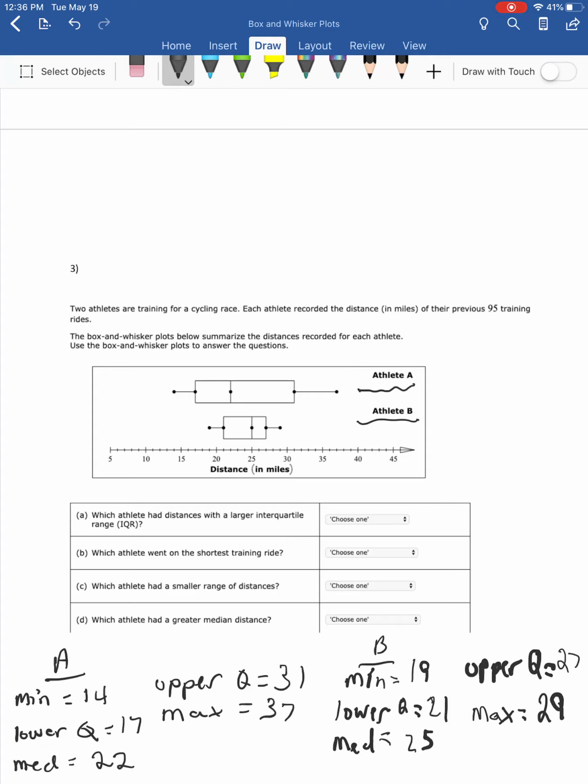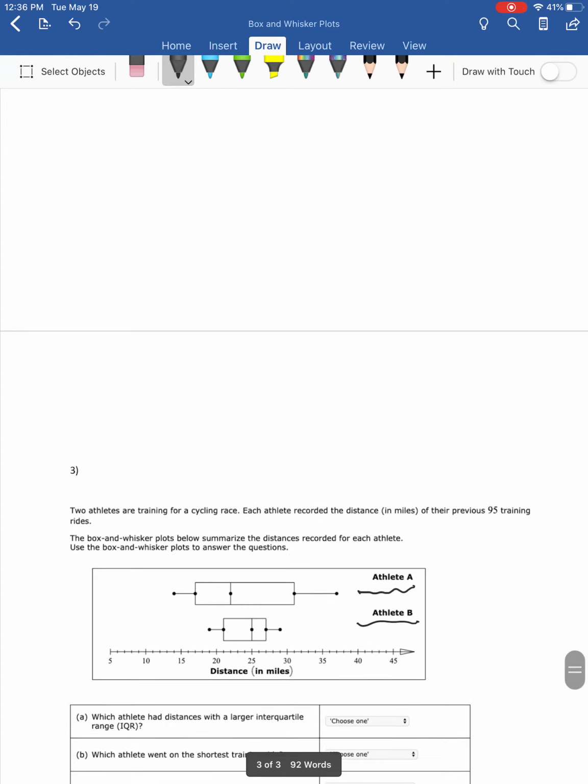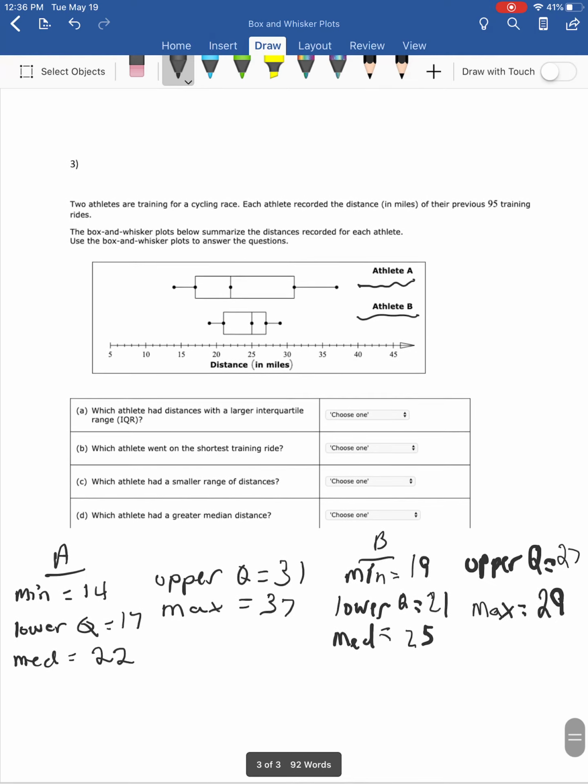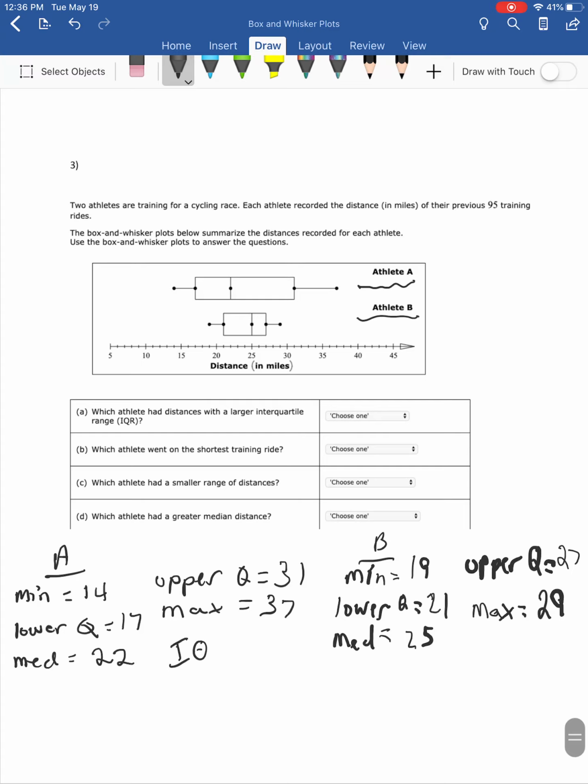Okay, now we have enough information to solve, almost. But the first question asks about interquartile range. So we talked about interquartile range briefly in the front. We said interquartile range is the upper quartile minus the lower quartile. So let's add that in. So athlete A, IQR, is upper minus lower. So it's 31 minus 17, so his IQR is 14. For athlete B, his IQR, again, upper minus lower, 27 minus 21, which is 6.